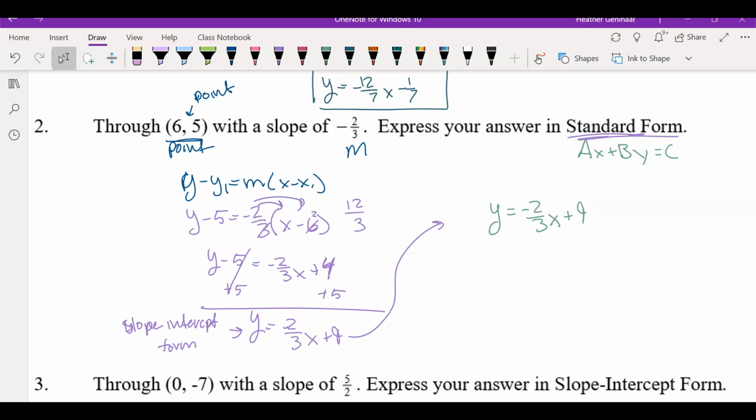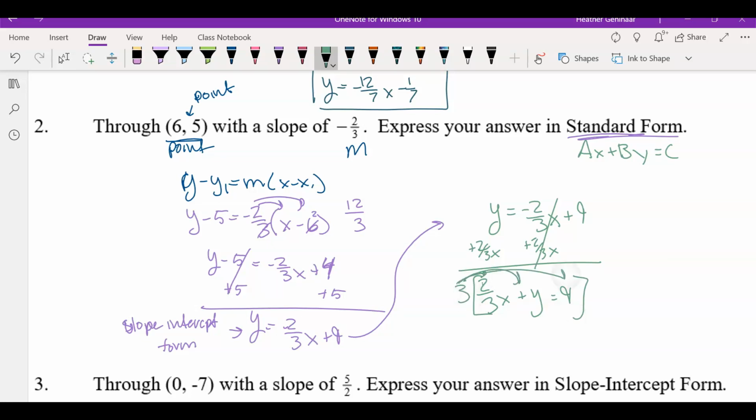So from here, I'm going to add 2 over 3x. Okay, that cancels, so we're going to get 2 over 3x plus y equals 9. However, if you remember one of my rules, we can't have a fraction. So I'm going to multiply everything by 3 to clear that fraction. I'm going to distribute it to the x, the y, and the 9. So here we will have 2x plus 3y equals 9 times 3 is 27. So here is our standard form of that equation.